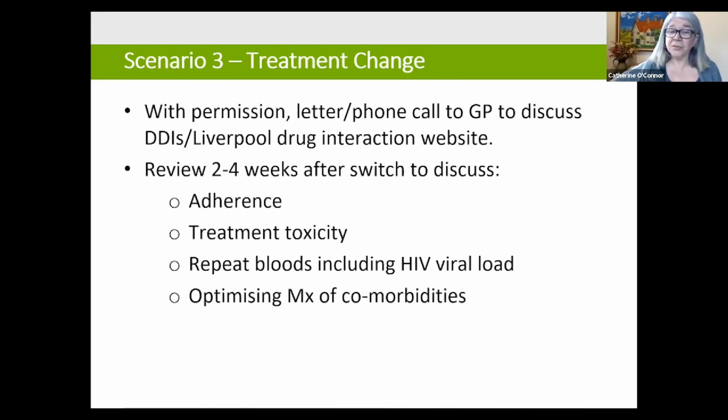With permission, we would also write to her GP and talk about drug interactions and the Liverpool drug interaction website. At 2 to 4 weeks, we need to talk to her again and review her regarding adherence, treatment toxicity, repeated bloods, including a viral load, and look at her comorbidities and management thereof.